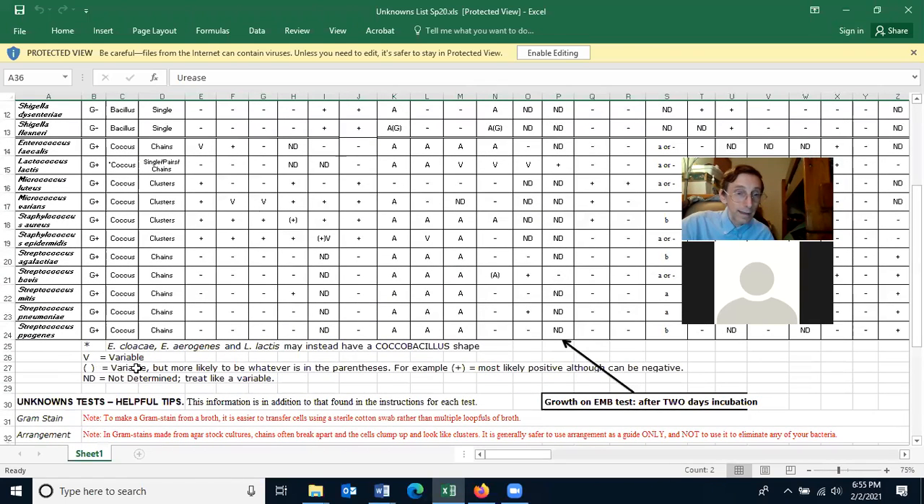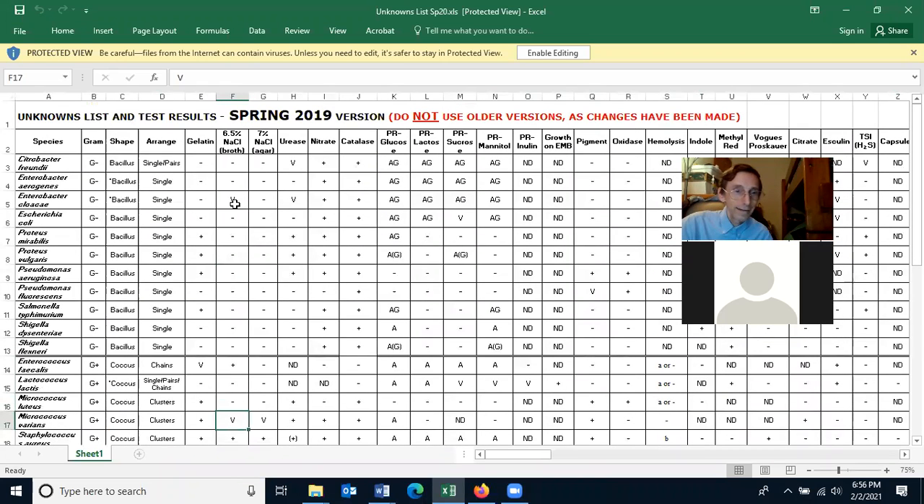Then how do you read this? Obviously plus means positive results, minus means negative results. V means variable results. That means that, for Micrococcus varians, let's see what that test is. I should use this one, it's easier to read.